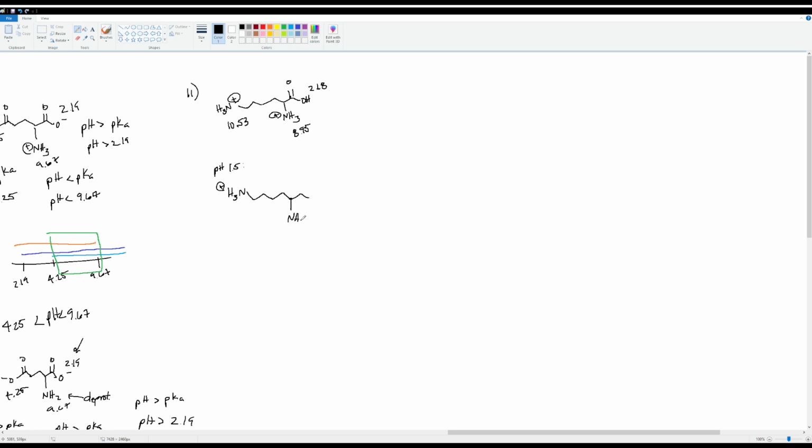Protonated. Okay, and finally my carboxyl group. pKa 2.18, pH 1.5. Should my carboxyl group be protonated or deprotonated? Protonated. Very nice. So at pH 1.5, all of our groups are completely protonated.